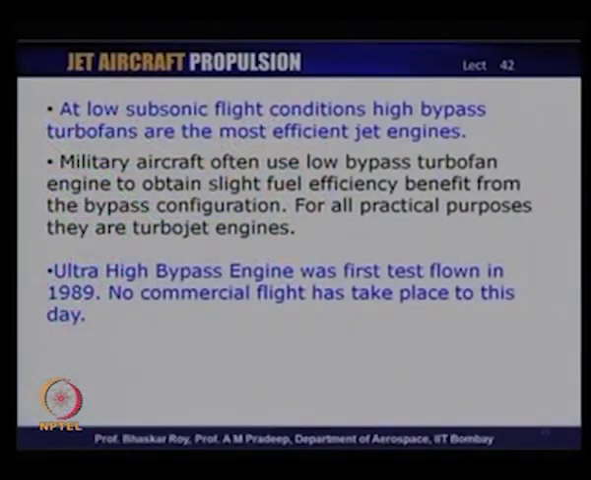The other kind of engine that we have already talked about and introduced to you is the ultra high bypass engine. Now, these ultra high bypass engines are of very high bypass, way past values like 6, which have been used even till recently in Jumbo, Boeing 777 and Airbus aircraft. However, these ultra high bypass engines were actually test flown way back in 1989, more than 20 years back. However, they are still not used in a big way in commercial aircraft even today.